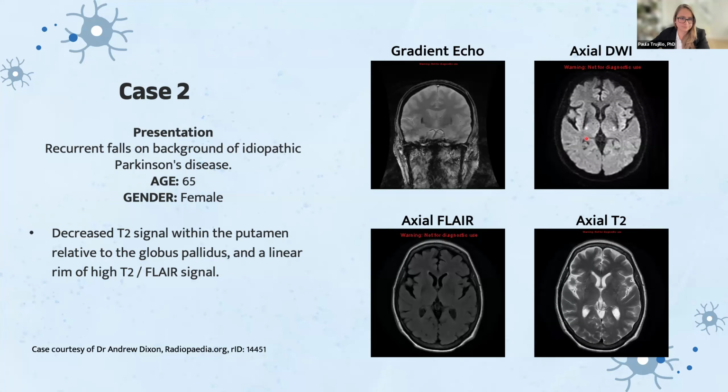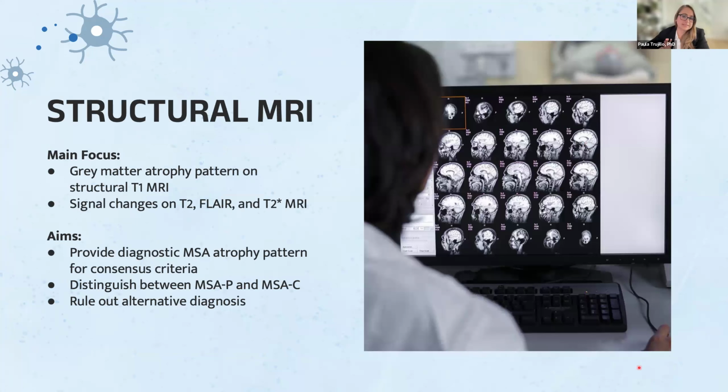hypointensity in that region. So MRI plays a critical role in supporting the diagnosis of MSA. Structural images can provide detailed information about the brain and can allow doctors to examine structures for any abnormalities. As I said, in MSA, there are specific patterns of atrophy and changes in specific brain regions that can be observed, especially in the putamen, cerebellum, and brainstem.